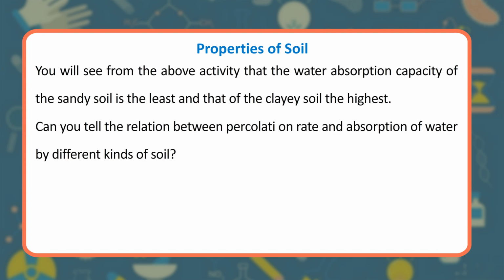You will see from the above activity that the water absorption capacity of the sandy soil is the least and that of the clayey soil the highest. Can you tell the relation between percolation rate and absorption of water by different kinds of soil?